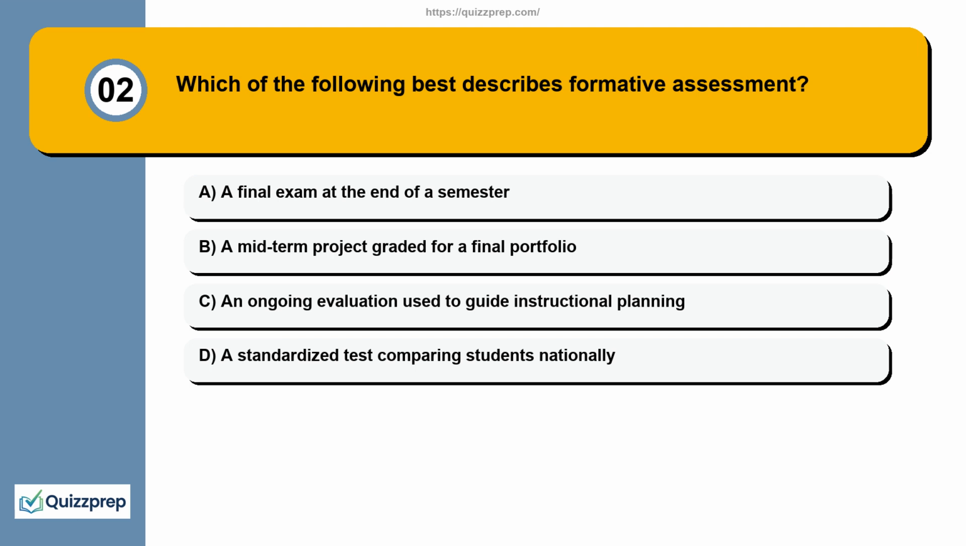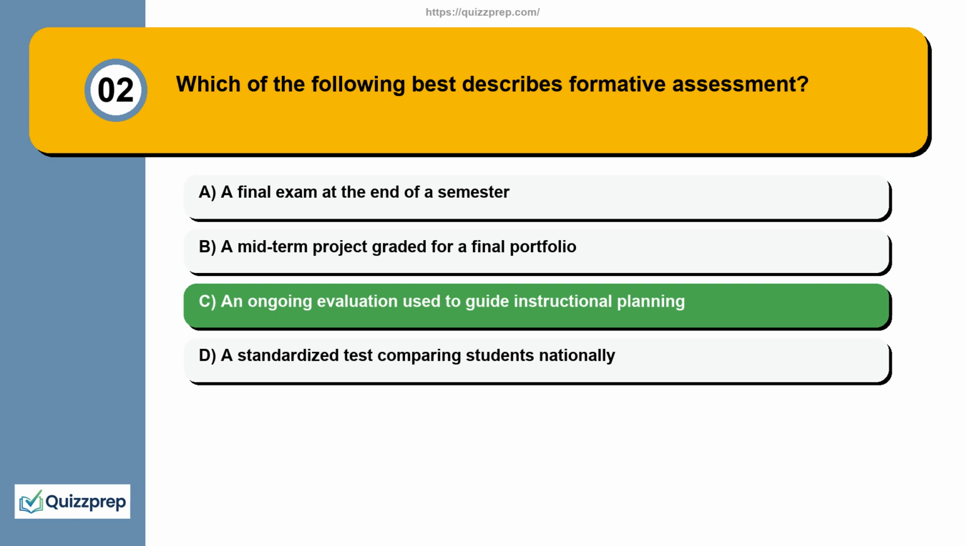Question 2. Which of the following best describes formative assessment? Here are your options. Option A. A final exam at the end of a semester. Option B. A midterm project graded for a final portfolio. Option C. An ongoing evaluation used to guide instructional planning. Option D. A standardized test comparing students nationally. The correct answer is option C.